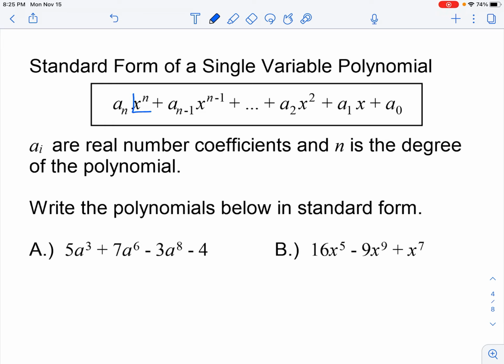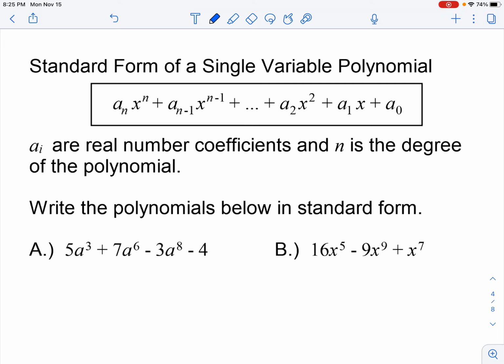And then you've got your actual variable to an exponent, okay? And the exponents go down. The most important thing to get something in standard form is to have the highest exponent at the beginning and then go down by degrees, okay? So these two polynomial expressions, they're out of order. So we need to rewrite them in standard form.